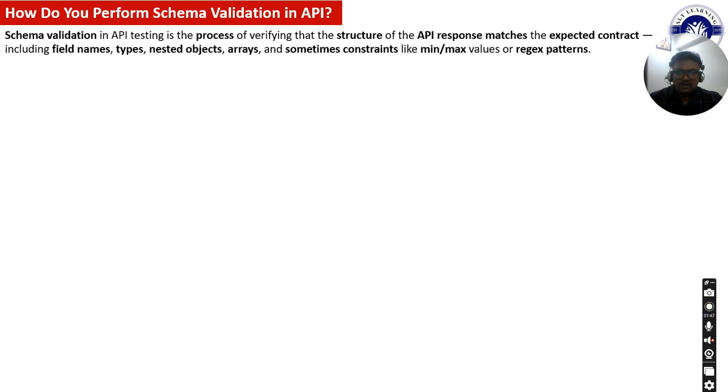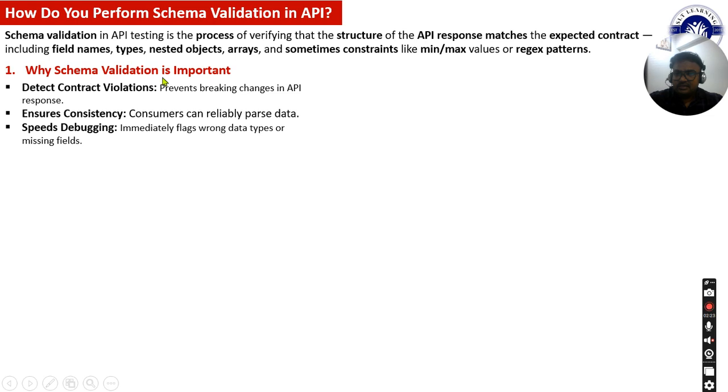For that we can use min and max value expressions, regular expression patterns and all those things to obtain that information and then validate it in our testing. So schema validation is simple. You need to include the field name, the field data type, the nested objects and arrays, and sometimes minimum and maximum values, and the regular expression for emails and phone numbers and all those things. So, how to perform the schema validation?